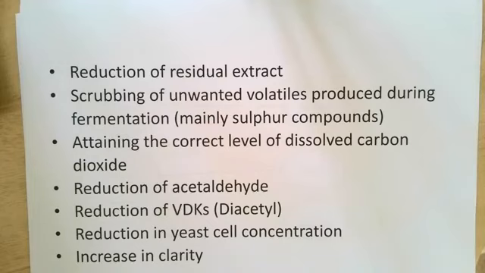Reduction in yeast cell concentration. So if you're going to be going on from your lagering process and you need to be filtering and you want to have nice bright beer, you need to reduce that cell concentration. And some lager yeasts tend to be quite unflocculent, so they don't like to drop to the bottom of the fermenter. So a long lagering process can help to reduce this cell concentration.